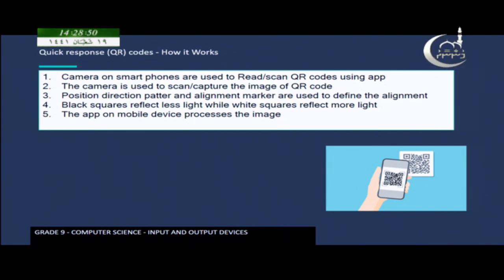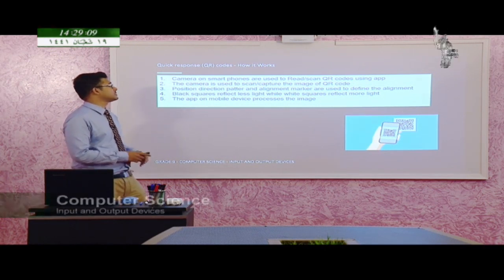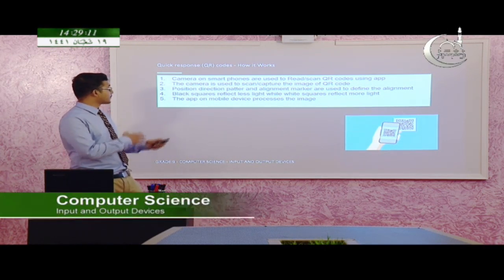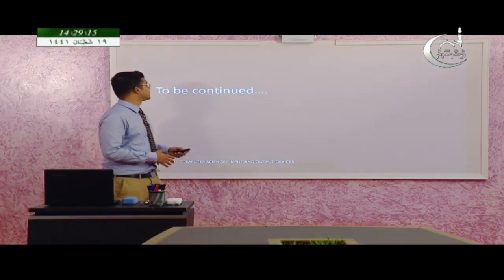So, we install a particular application on the phone and scan this QR code. It has to be scanned with proper positioning and alignment. Black squares will absorb light, while the white squares will reflect more light. The app on the mobile device processes the image. Using this processed image, we get the data. Using that data, we connect to a particular website which has the information. So, the only thing we need to scan a QR code is the smartphone.